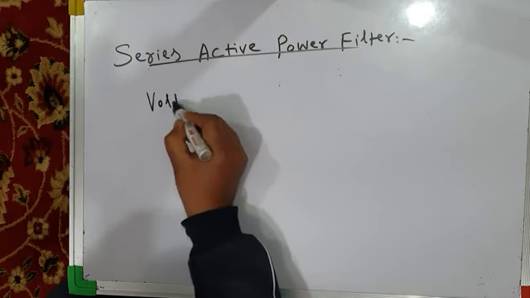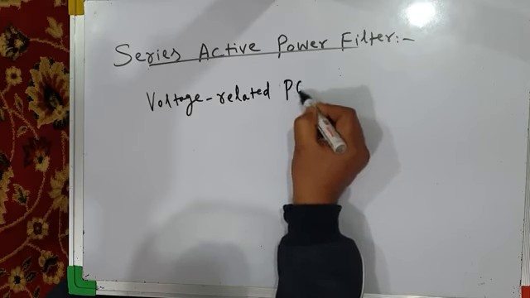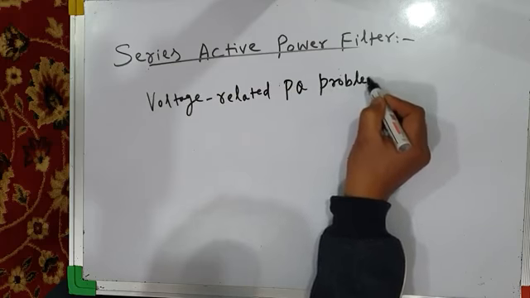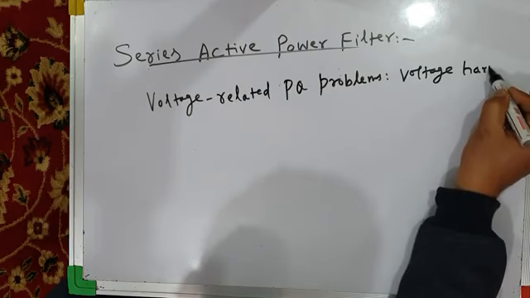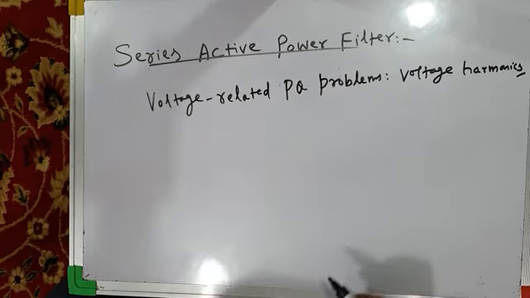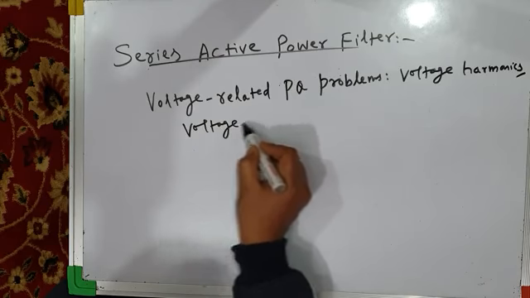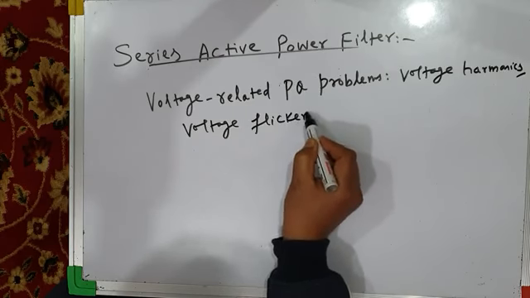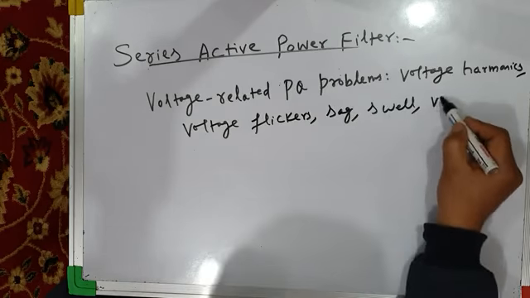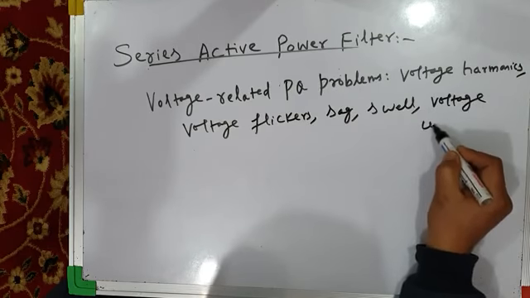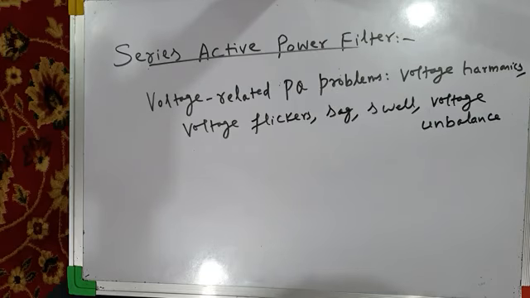What are the various voltage related power quality problems? The various voltage related PQ problems, that is power quality problems, are voltage harmonics, which is one of the most predominant problems, voltage flickers, sag, swell, voltage unbalance, etc. These are some of the dominating voltage related power quality problems. Just brush up your memories.